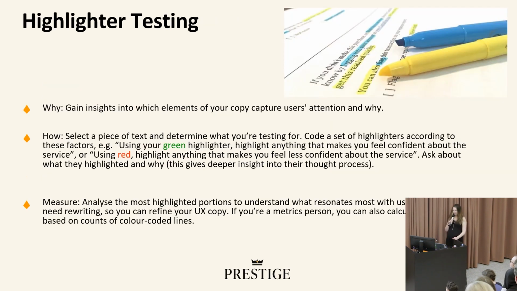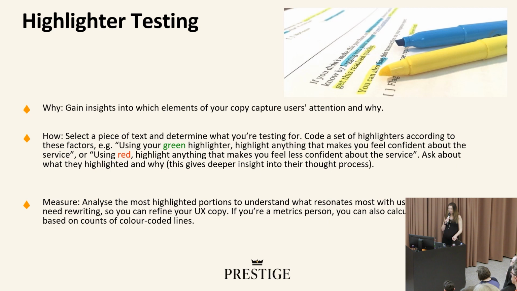Highlighter testing, so this is a really good one as well. So what you would do here is you would determine what it is that you actually want to test for, and then code a set of highlighters according to what you want to test. So it could be that you use a green highlighter and say to people, you use your green highlighter for anything that makes you feel confident about the service, or it could be something that you like or that you understand. And use red to highlight anything that you feel less confident about the service, or you dislike, or you don't understand, or whatever it is that you want to measure really.